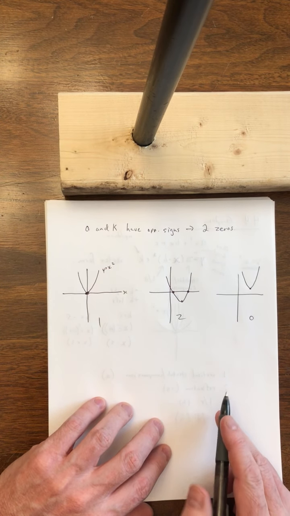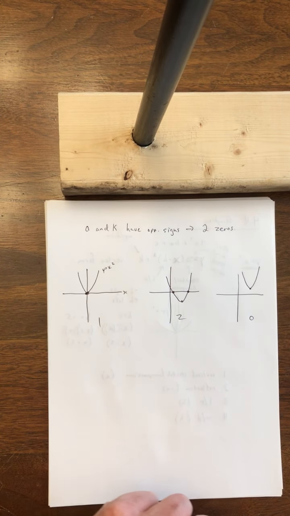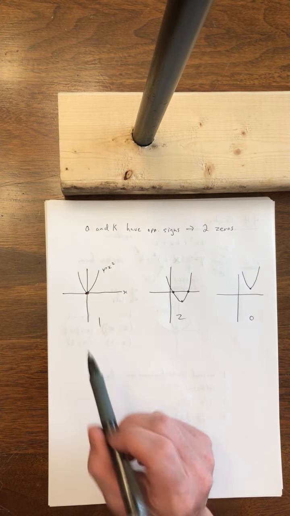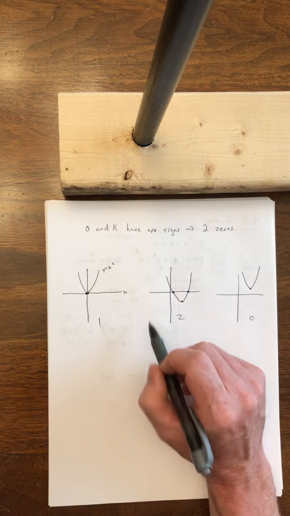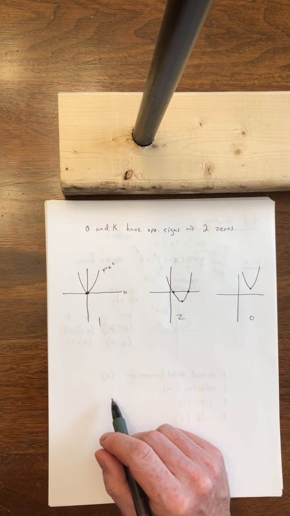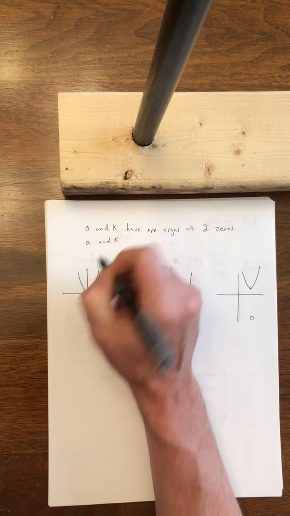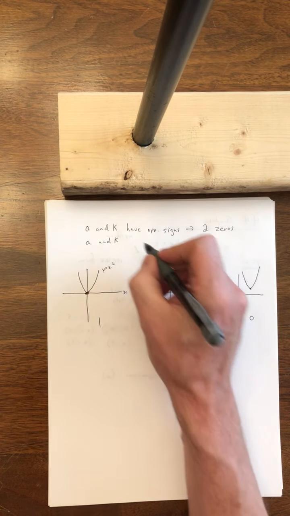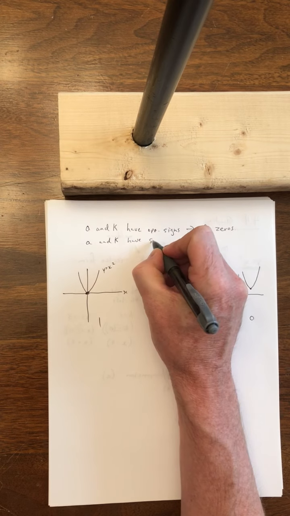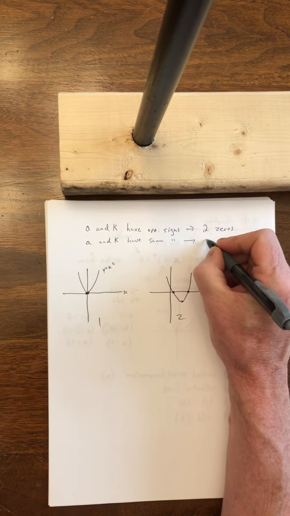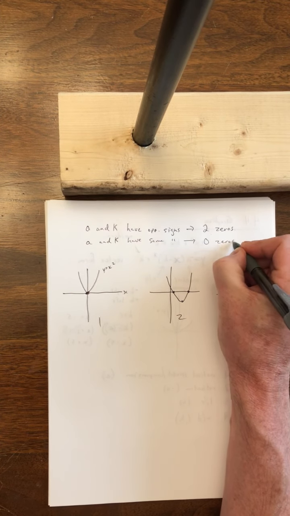Just looking at our equation in vertex form, we can tell whether it has 1, 2, or no zeros. So if the a and the k value have opposite signs, we're going to have 2 zeros. And if a and k have the same signs, we will have no zeros.